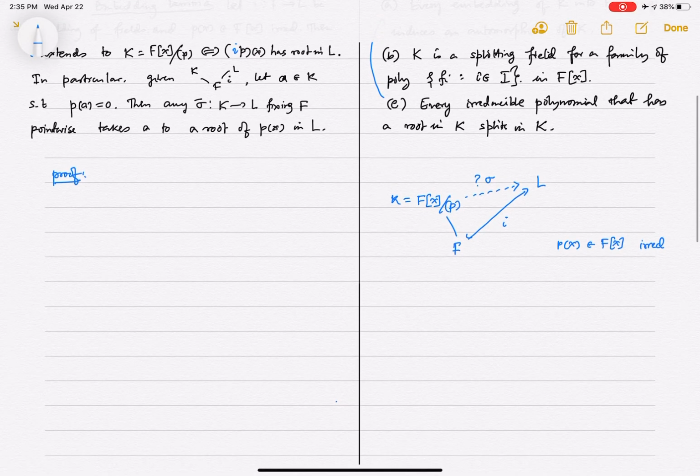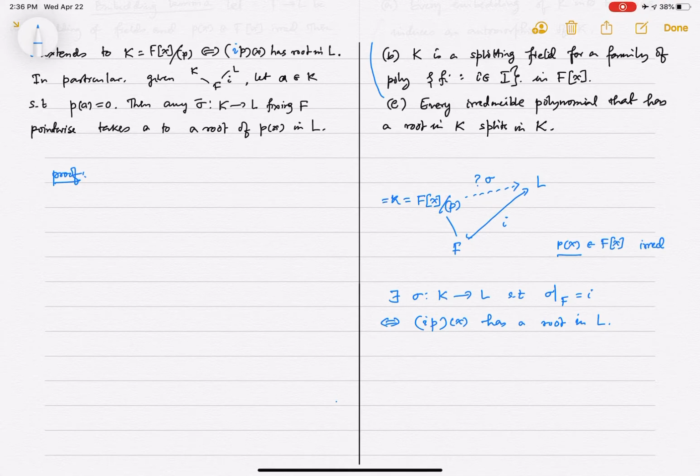And the answer is, if and only if the polynomial that you get by applying I to this polynomial has a root in L. So I'll write down, there exists a sigma from K to L such that its restriction to F is I, if and only if the polynomial IP(x) has a root in L. And the reason for this is rather straightforward, actually.